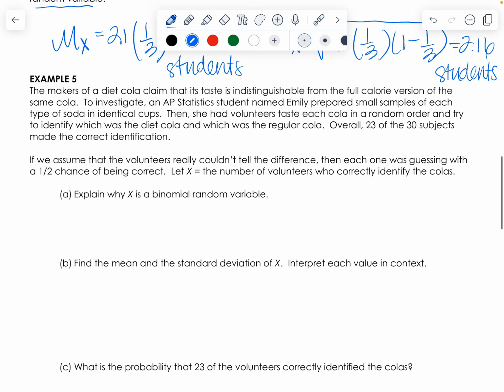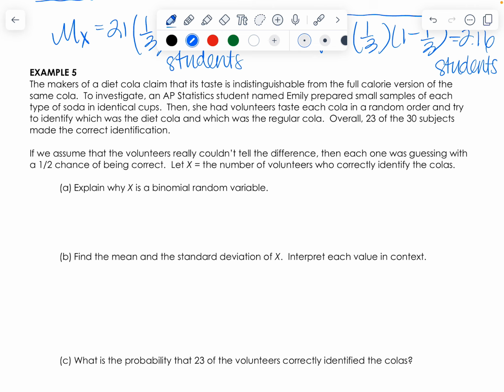All right, the next example, 5. The makers of a Diet Cola claim that its taste is indistinguishable from the full calorie version of the same cola. To investigate, an AP Statistics student named Emily prepared small samples of each type of soda in identical cups. Then she had volunteers taste each cola in a random order and try to identify which was the Diet Cola and which was the regular cola. Overall, 23 of the 30 subjects made the correct identification. If we assume that the volunteers really couldn't tell the difference, then each one was guessing with a 1/2 chance of being correct. We're going to let X be the number of volunteers who correctly identify the colas.